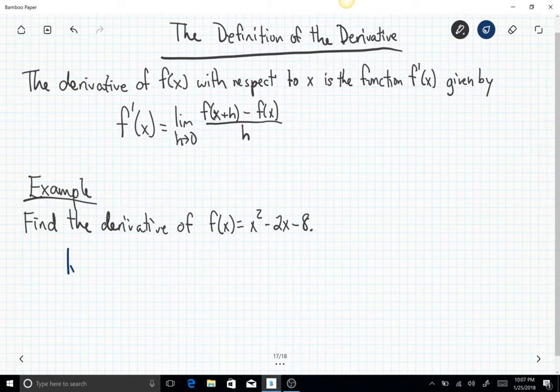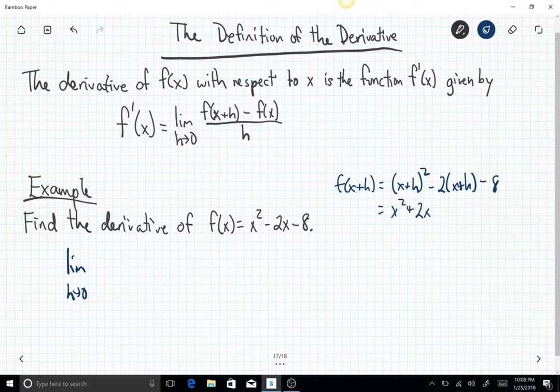What we end up getting would be something like this. Limit as h approaches 0. Well, we need to find f of x plus h and f of x. f of x we already have. So we need f of x plus h, and that would be x plus h, the quantity squared, minus 2 times the quantity x plus h, minus 8. With that in mind, we can simplify that a little bit. So we get x squared plus 2xh plus h squared minus 2x minus 2h minus 8.